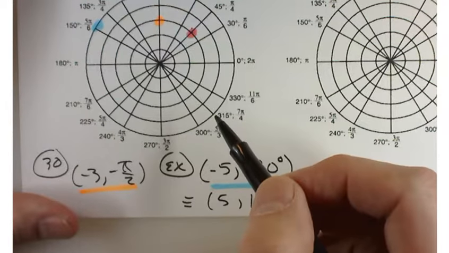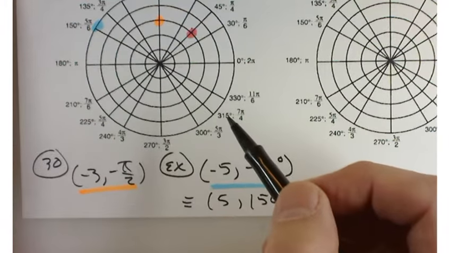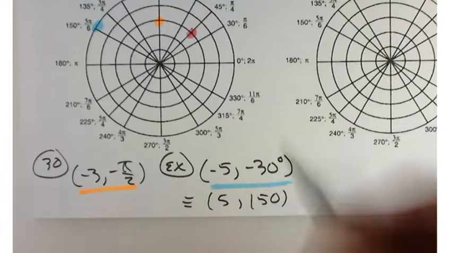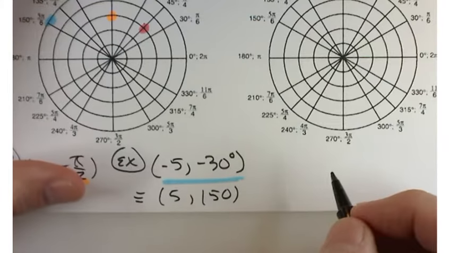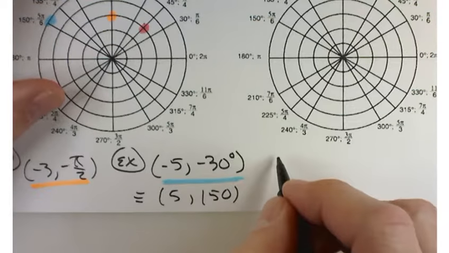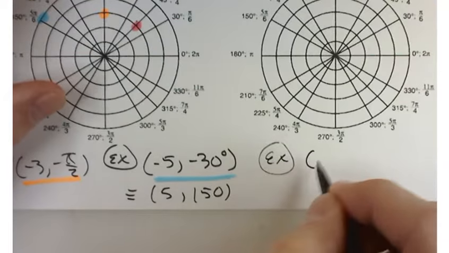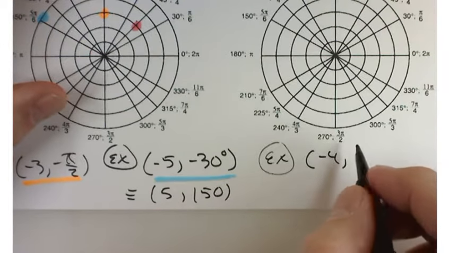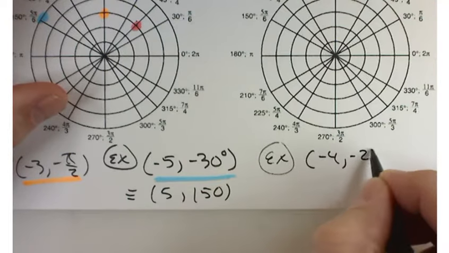Still don't seem like you're convinced. Something about that's bothering you. We're going to practice some more of that as we do problems like 32 and 34. Let's just try one more example here for you. Suppose we have -4 and -240.